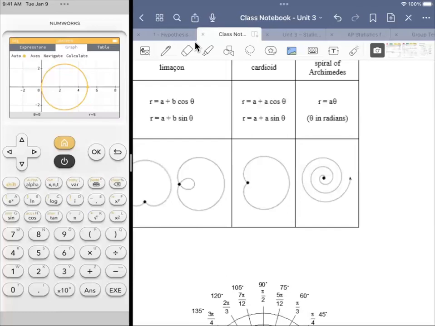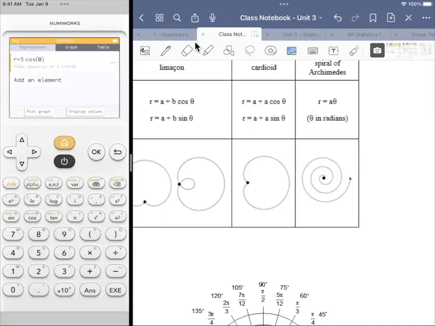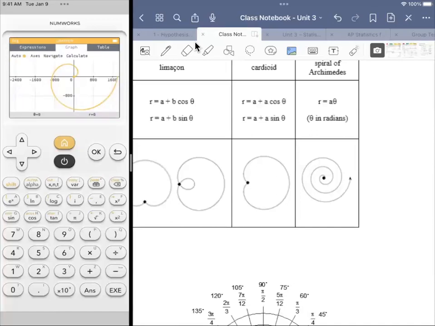So some coefficient of theta. So let me just show you real quick. I put 5 theta. It recognizes that as a polar equation. I plot it, and it gives you the beginnings of a spiral. If I zoom out, it'll give me more. Right? I have mine in degree form rather than radian form. It still works the same way.